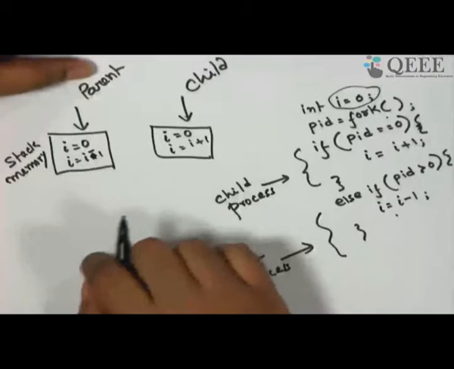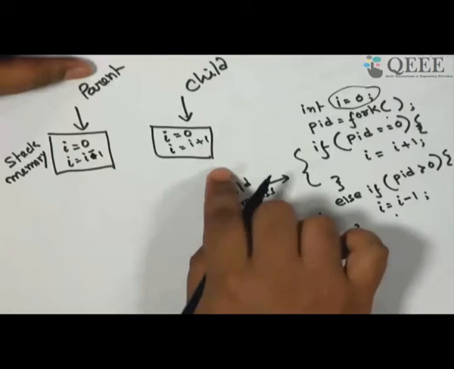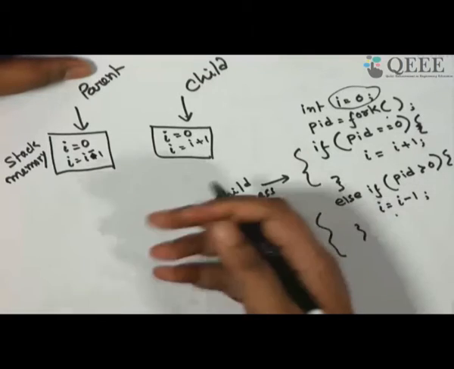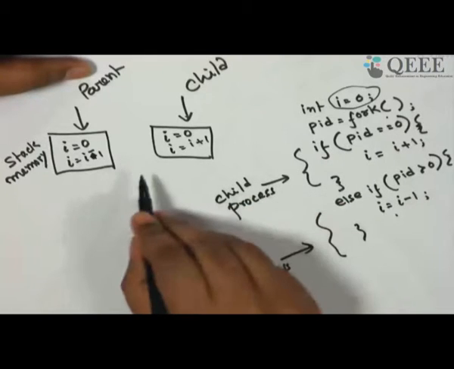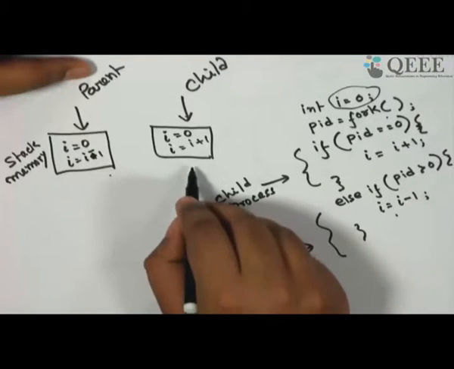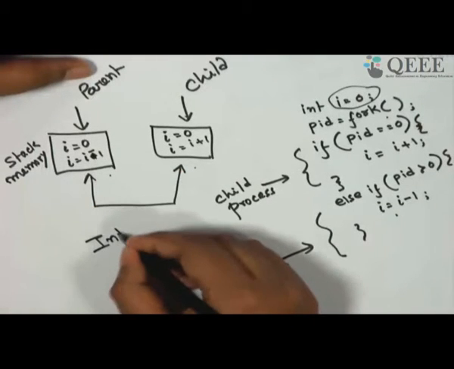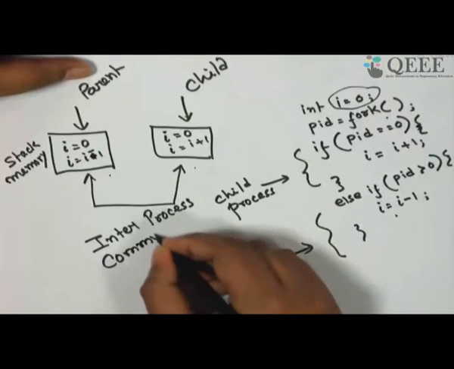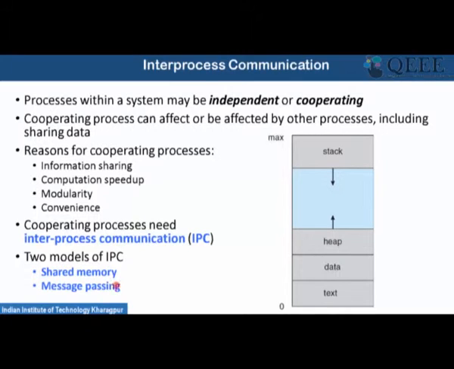Now assume that in some cases you want some variables to be shared between the parent and child. For example, in case of file handling, you want both the parent and the child to handle the same file. So if you want to make a communication between the parent and the child, you should have some mechanism of inter-process communication, or IPC mechanism. There are basically two models of IPC which are used by the operating system.